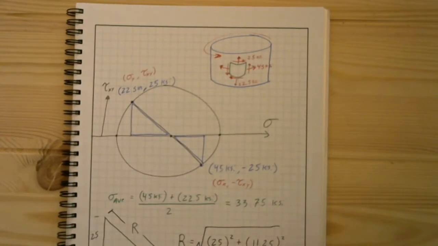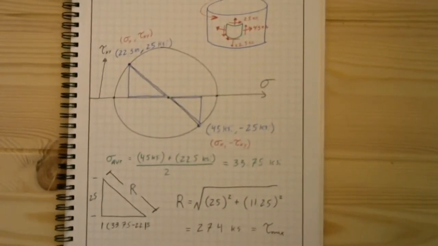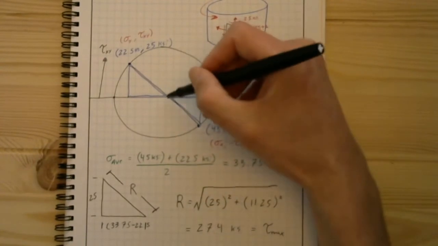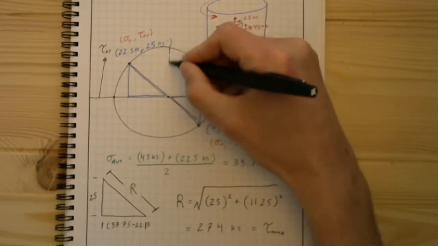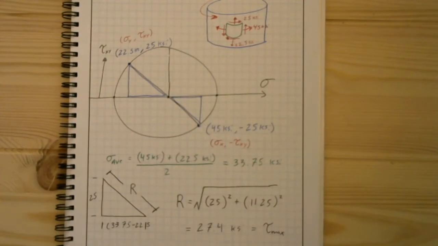And this is going to also be equal to the maximum shear stress. Because if we just orient it so that it's straight up, of course, right there is our maximum shear stress, and it will just be the radius. So right there is our maximum shear stress.